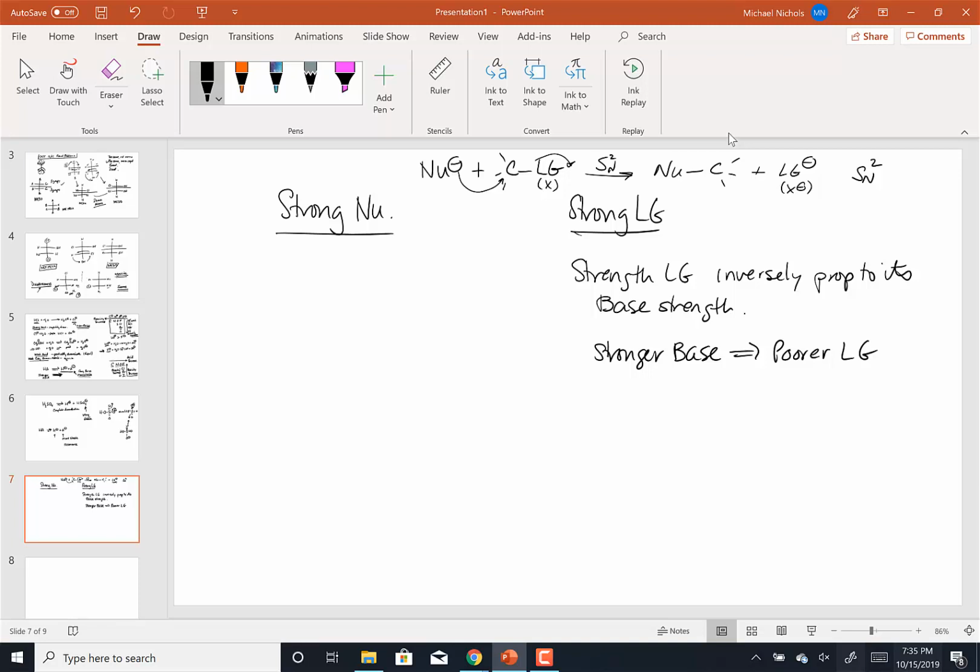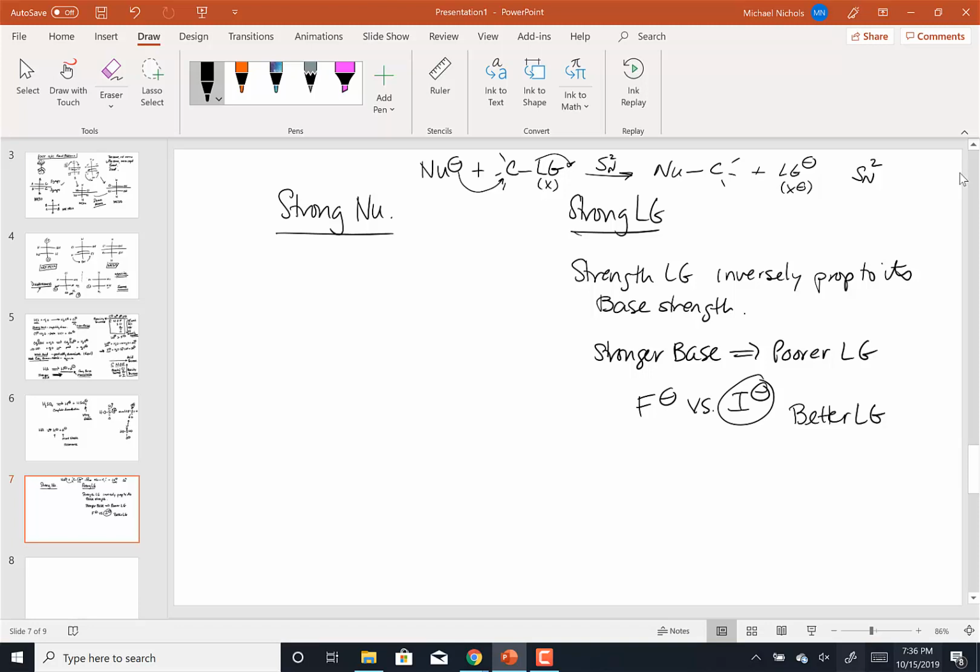So using our periodic table relationships that I just showed you, if I said F minus versus I minus, which one of these would be the better leaving group, you would say I minus is the better leaving group because it is the weaker base. F minus is going to be a poorer leaving group because F minus is a stronger base. Okay.